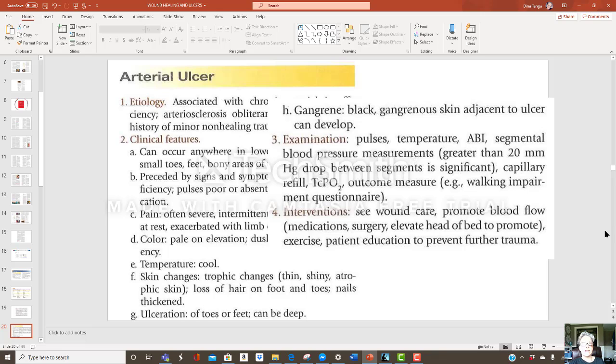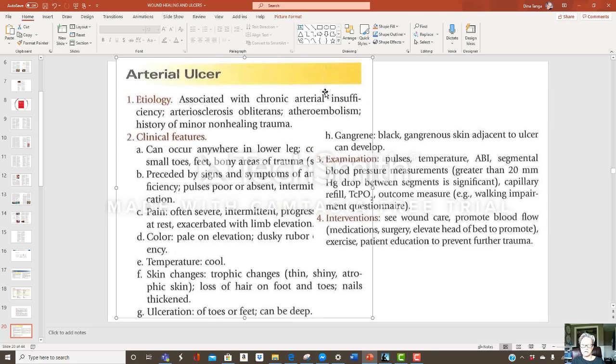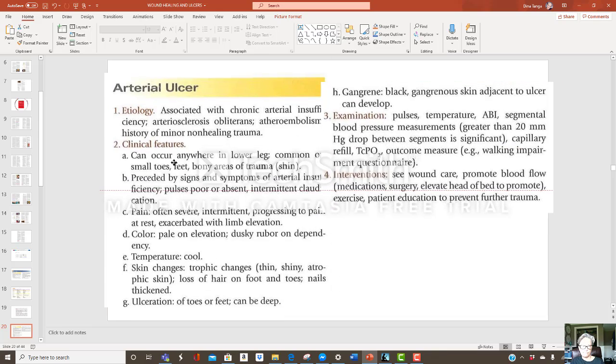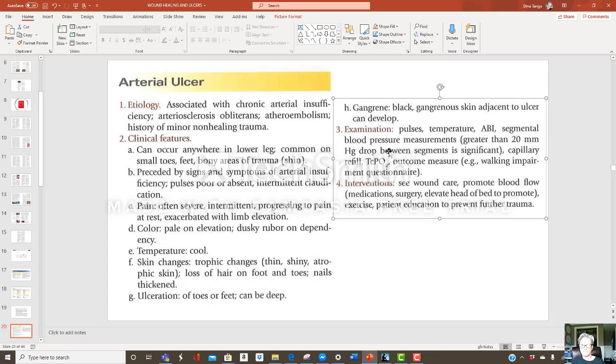Arterial ulcer, etiology. Etiology is associated with chronic arterial insufficiency, arteriosclerosis, arterioembolism, and history of minor non-healing trauma.